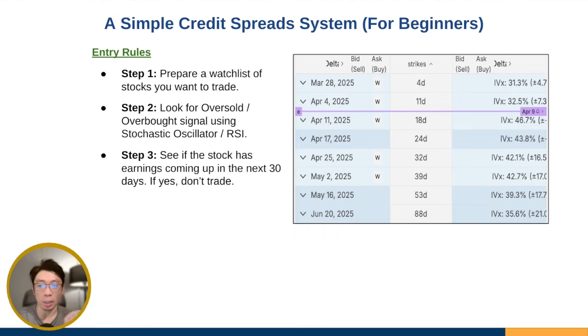Now, step three, a very important one. See if the stock has earnings coming up in the next 30 days. If there is, then you don't want to trade it because when you're trading into earnings, then all these odds that we have on our side, where you're looking for oversold, overbought, and later on I'll talk about the support and resistance, doesn't really matter anymore because that's where the sentiments come in.